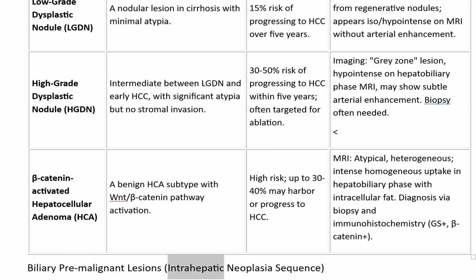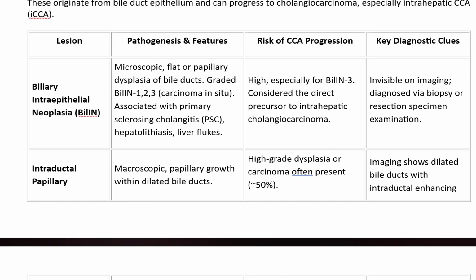Biliary premalignant lesions, intrahepatic neoplasia sequence. These originate from bile duct epithelium and can progress to cholangiocarcinoma, especially intrahepatic CCA, ICCA. Lesion, pathogenesis and features, risk of CCA progression.